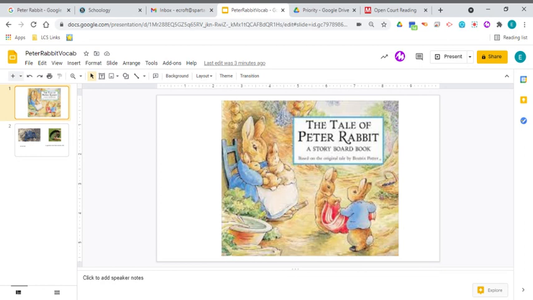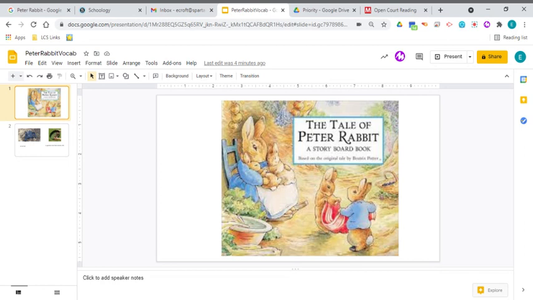Before we read, I want you to be thinking about the essential question: what can happen when we do not follow rules? All right, so let's talk about The Tale of Peter Rabbit. There are no illustrations for this one, so you just have to kind of listen.